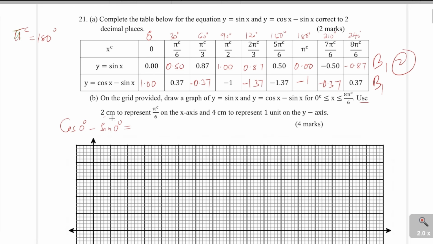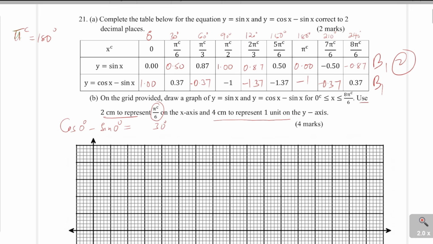Use 2 centimeters to represent pi radian over 6. This is equivalent to 180 divided by 6, or 30. So 2 centimeters, 30 degrees. So it means 1 centimeter will be representing 15 degrees. Then for the y-axis, 4 centimeters to represent 1 unit. So I already have these curves drawn.